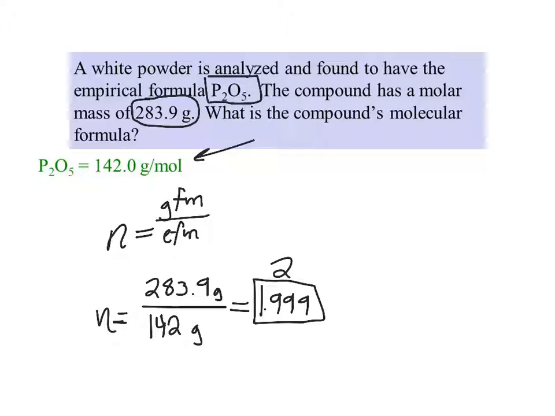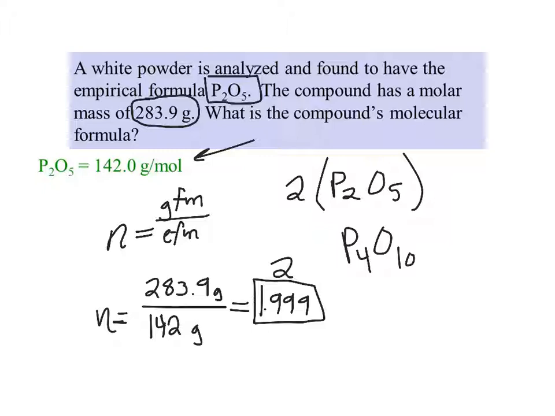So I am going to be using this whole number in order to scale up my empirical formula. So I'm going to take that 2 and multiply it by P2O5. So my true formula, or my molecular formula, is going to be P4O10. I have scaled up this formula to its true mass and its true formula. This is called the molecular formula.